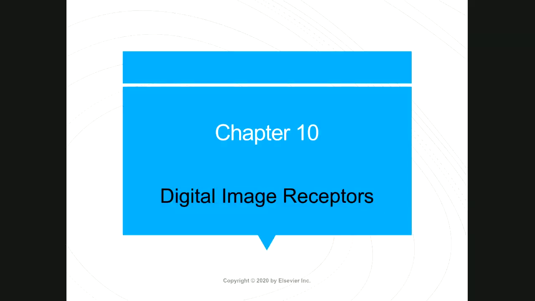This is a recorded lecture on Chapter 10 from your Essentials of Radiographic Physics and Imaging book. And this chapter actually begins on page 113, where we will discuss the digital image receptors.